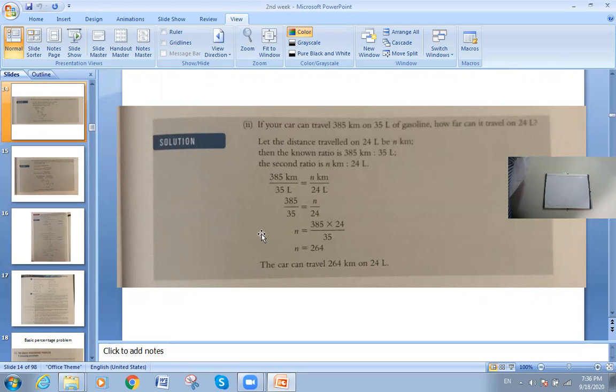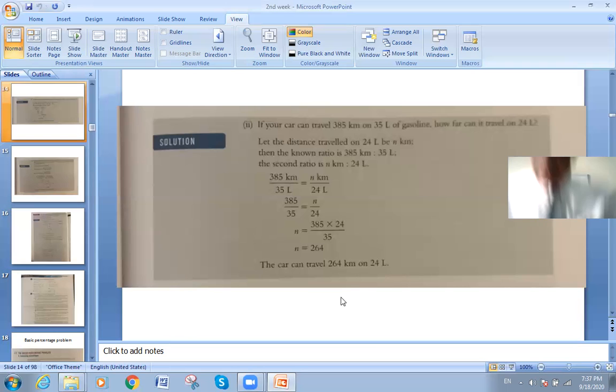If your car can travel 385 kilometers by the use of 35 liters of gasoline, how far can it travel on 24 liters? The 24 liters is known, but the number of kilometers, I don't know. This is unknown. So let me share the screen so that the board will be clear for you.